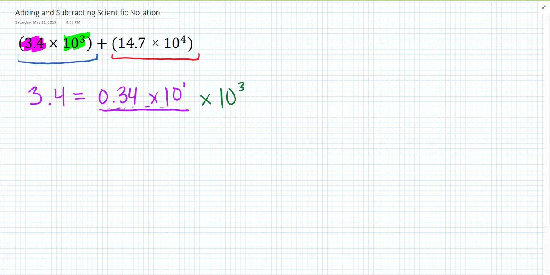What we're going to do now is multiply it. Since I'm just going to combine the exponents, 10 to the power 1 times 10 to the power 3 is 10 to the power 4. And this 34 hundredths, I'm just going to leave the same. So essentially all I did is I rewrote this scientific notation in terms of ten thousandths instead of thousandths.